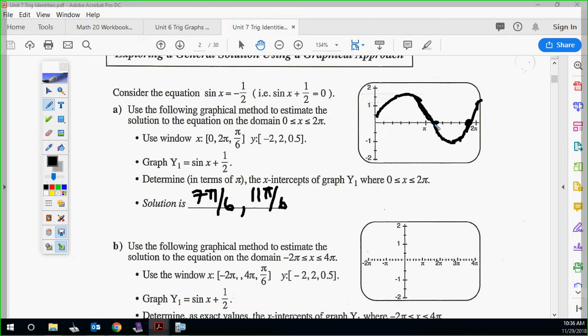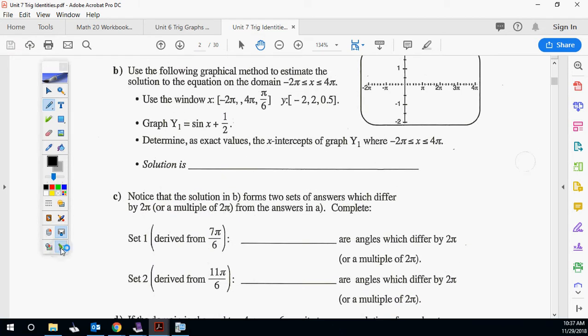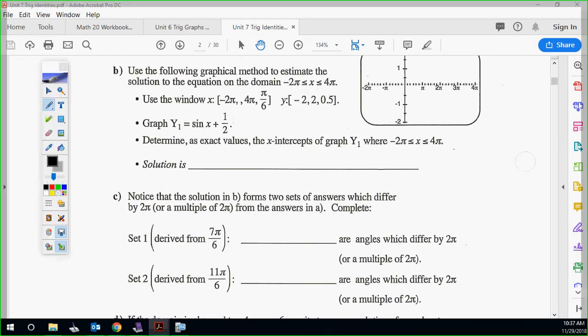Okay, use the following graphic method. Now what we're going to do is they changed the window on us to -2 pi to 4 pi. So we're looking at a wider range, so we're going to have more answers. However, what we just did is still within there. We're not going to go through and find all these zeros. I'm going to save you that time.